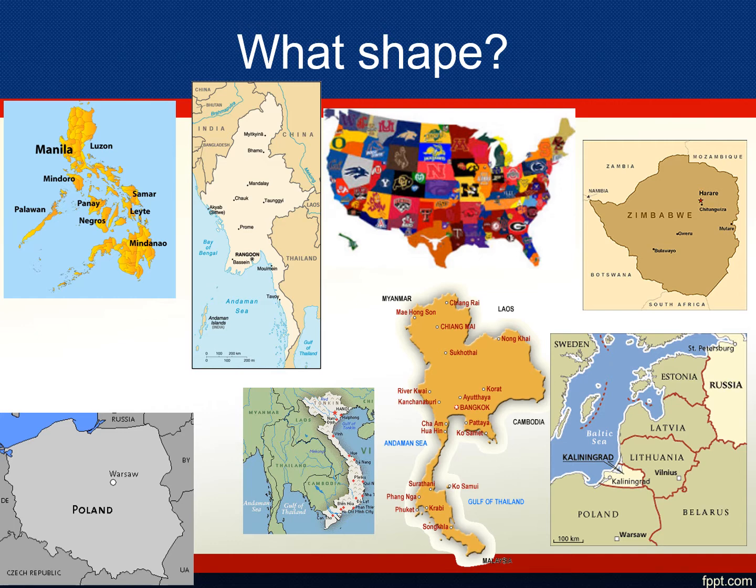Then coming down here, Poland, again, would be compact, almost circular. Vietnam here would be elongated. Thailand, again, would be prorupted. And then we see Kaliningrad, which is separated from the rest of Russia. That would be an example of an exclave.